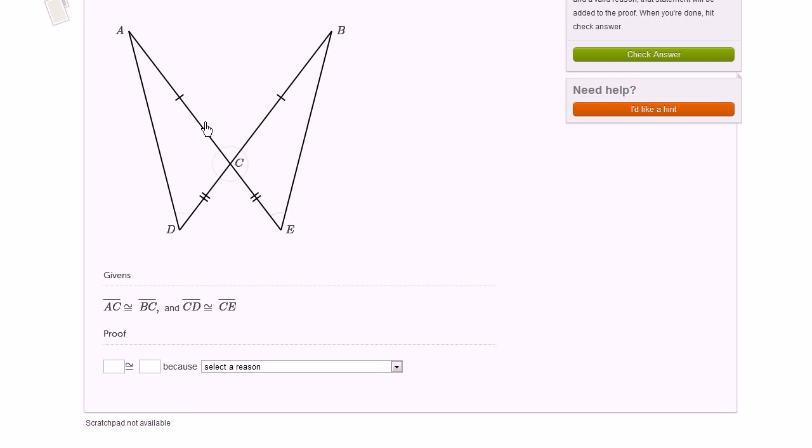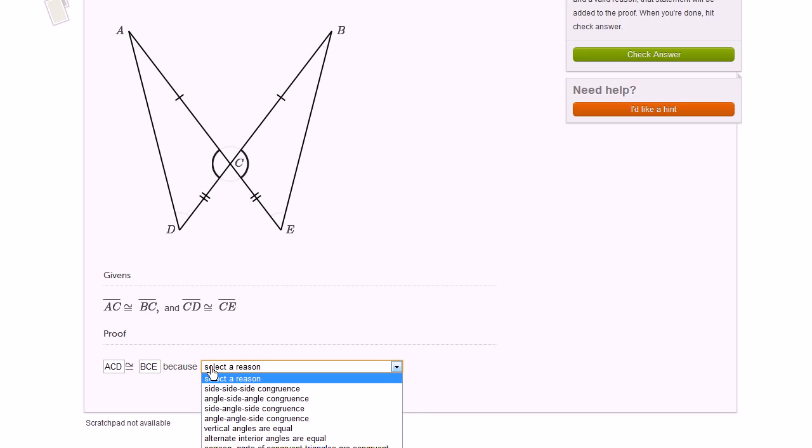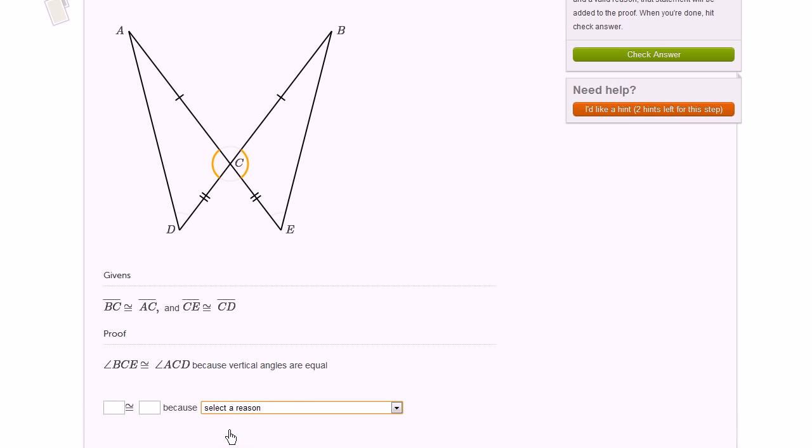So what else can we figure out about this little diagram here in order to be able to say this left triangle is congruent to the right? Well, the one thing we know is that this angle right over here, angle ACD, is congruent to angle BCE. So let's write that down. Angle ACD is congruent to BCE, and we can say that because they're vertical angles. Vertical angles are equal.